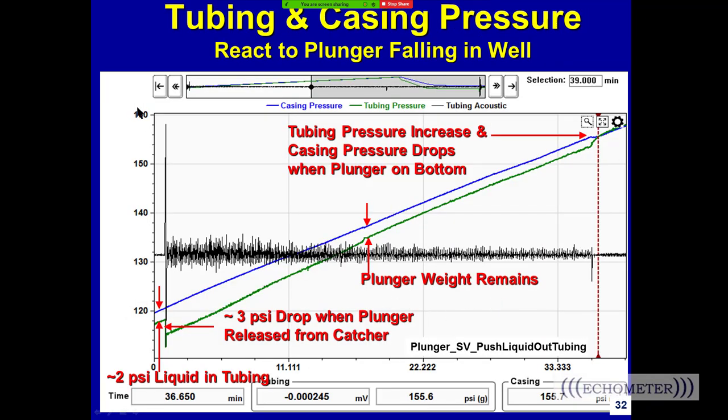Now, here's a well down in the Barnett Shale. It's a gas well, doesn't make much liquid. And in the well, there's only about 2 PSI of liquid. And here we release the plunger, and now there's 5 PSI of plunger weight and liquid in the tubing below the pressure sensor. As the plunger's falling down the well, this is elapsed time, this pressure is getting less and less and less until right here the pressure difference stabilizes equal to the weight of the plunger.